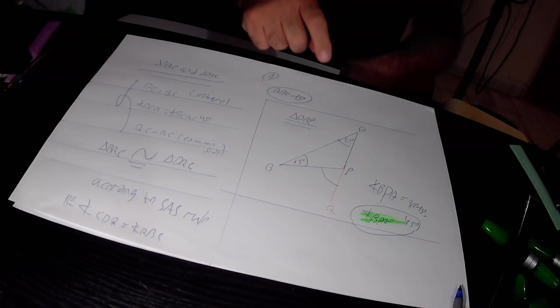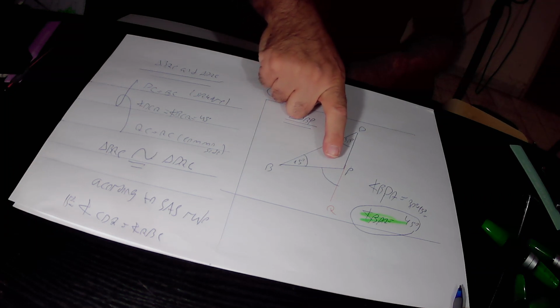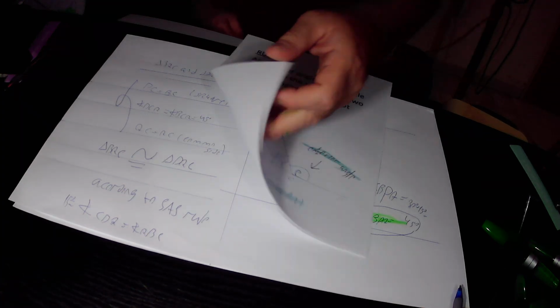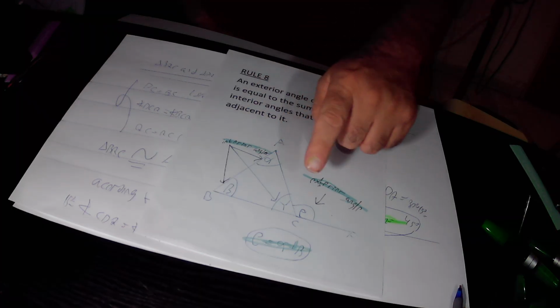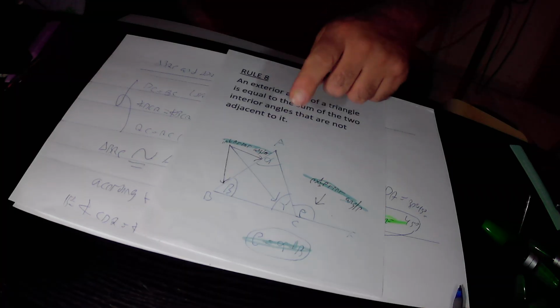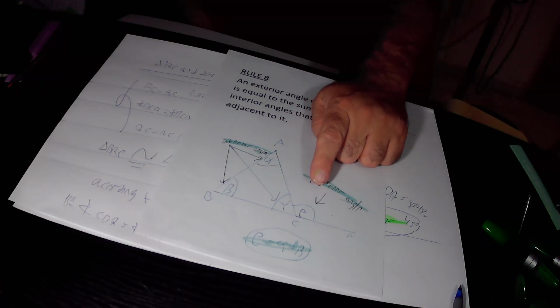Rule 8 answers the question: what is the size of angle DPQ? According to Rule 8, the external angle of a triangle is equal to the sum of the two interior angles that are not adjacent to it. This is triangle ABC, which could be any triangle. Alpha, beta, and gamma are located inside triangle ABC, therefore they are defined as interior angles. This is angle E, which is located outside triangle ABC, and therefore it is defined as an external angle.